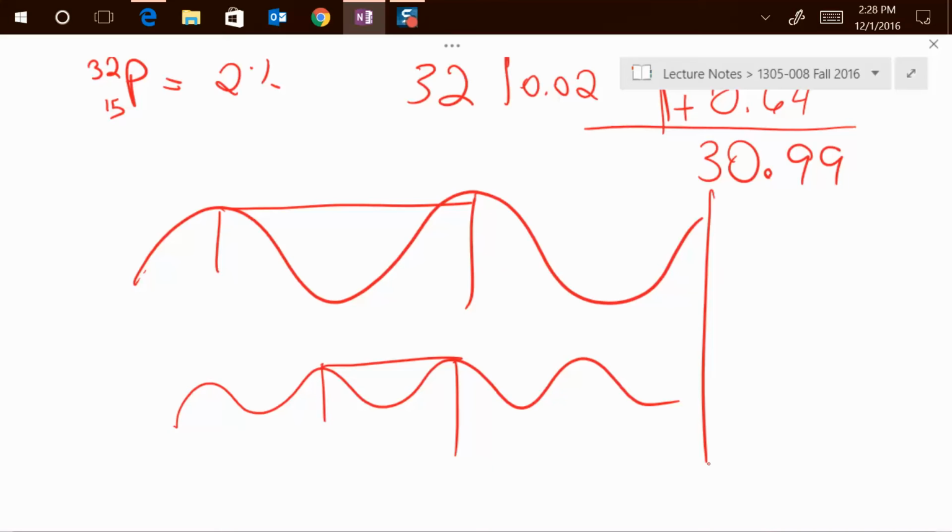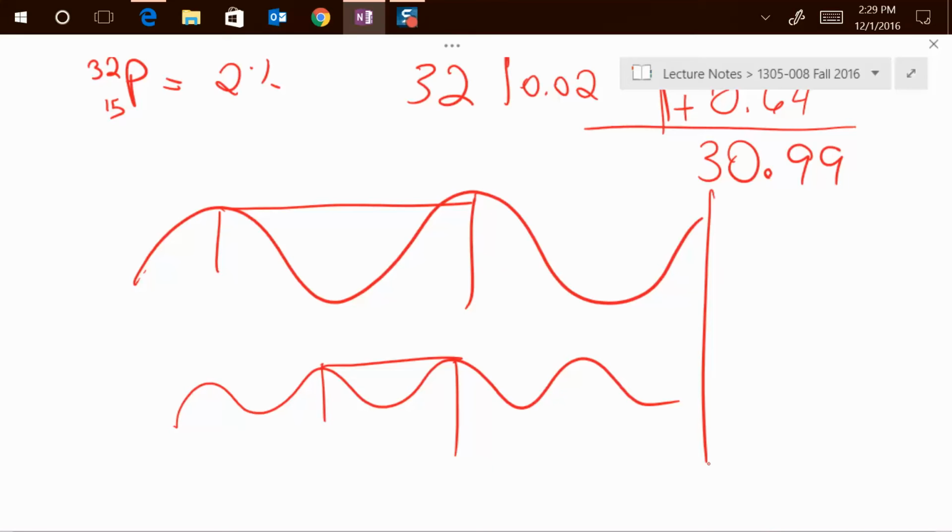How do I predict valence electrons? How many valence electrons do these guys have? Skip the transition metals. You can't predict their valence electrons from the periodic table. Valence electrons are only counted for S and P. How many valence? 3, 4, 5, 6, 7, 8. That's how I know how many valence electrons.